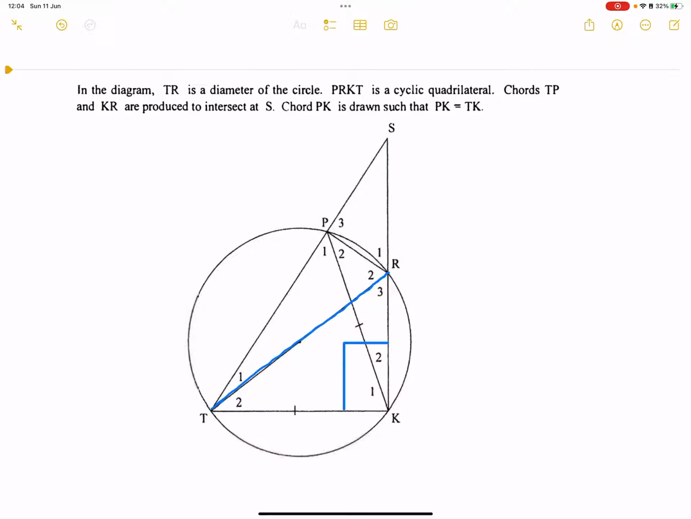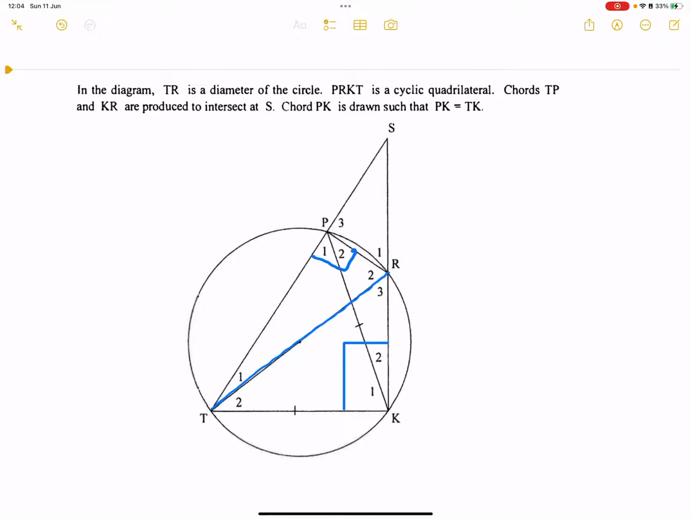But also note that you'll also have P1 and P2. That should also be the angle at semicircle there. So they say TP and KR are produced to intersect at S. So they simply mean that's a straight line. So the moment they say that, look at sum of angles on a straight line, or sometimes vertically opposite angles.